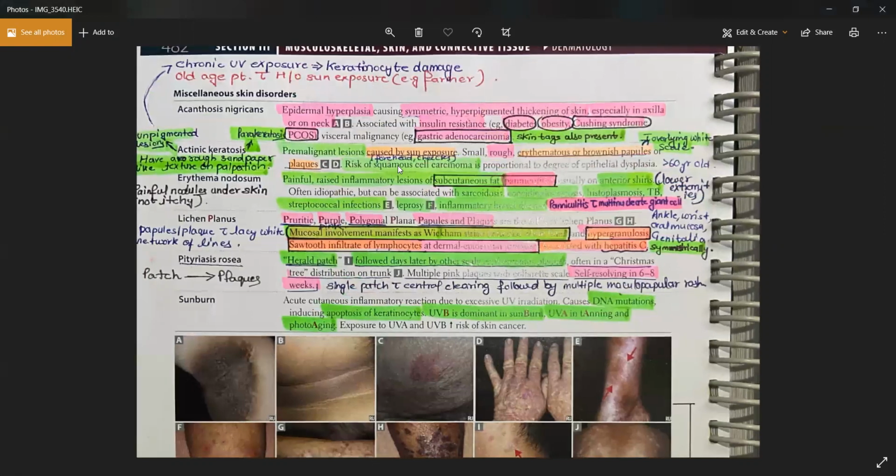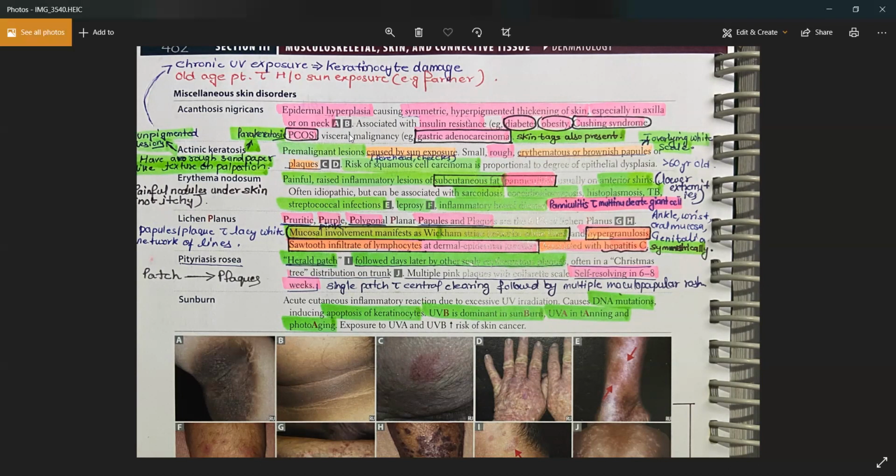Then you have some other miscellaneous skin disorders, and the first one is acanthosis nigricans, as the name suggests. You have acanthosis in this condition, which means full thickness epidermal expansion, proliferation of the cells. You will get epidermal hyperplasia, and what you will have is a symmetric hyperpigmented thickening of the skin. As you can see, this is what you get: symmetric hyperpigmentation of the skin. Thickening of the skin would be there because of the hyperplasia of the epidermis, of course, right?